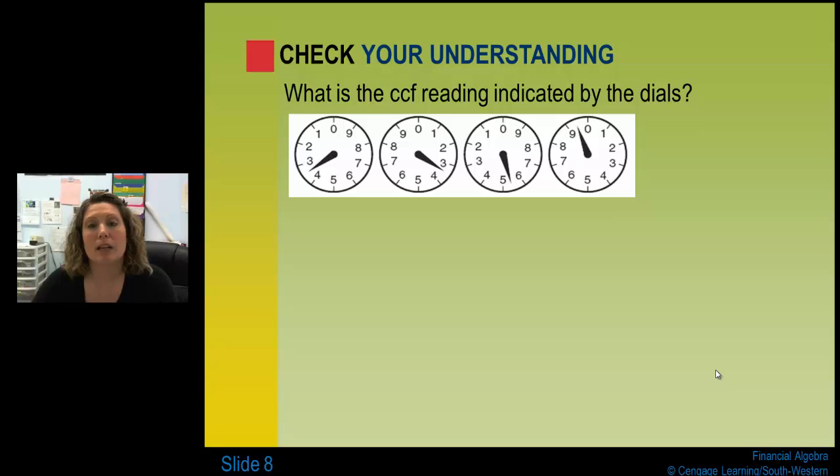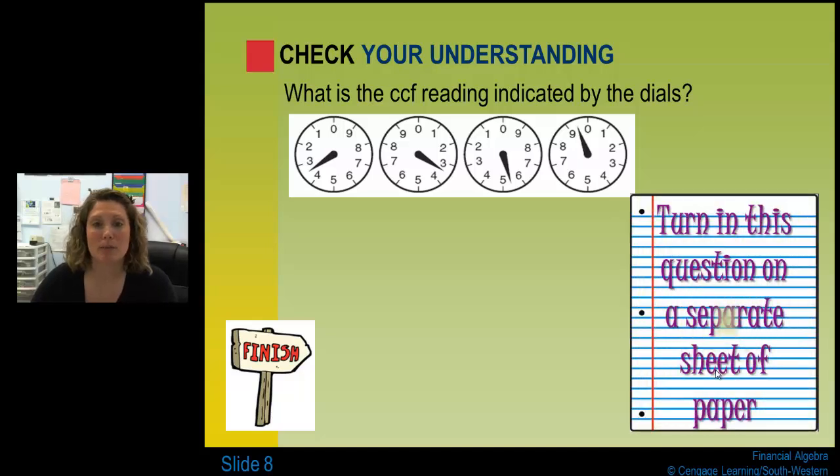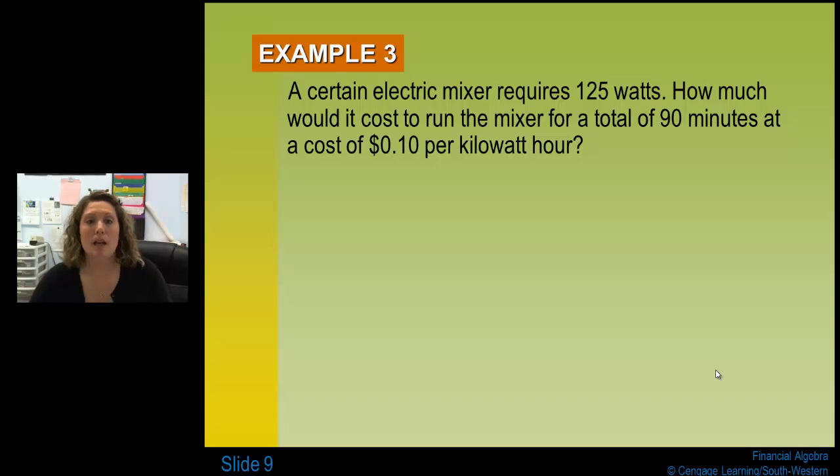Okay, check your understanding. What is the CCF reading indicated by the dials? So you need to actually go ahead and finish this in your notes as well as on a separate sheet of paper. So where those arrows are between those 2 numbers, what is the number that should be there? On to example 3. A certain electric mixer requires 125 watts.